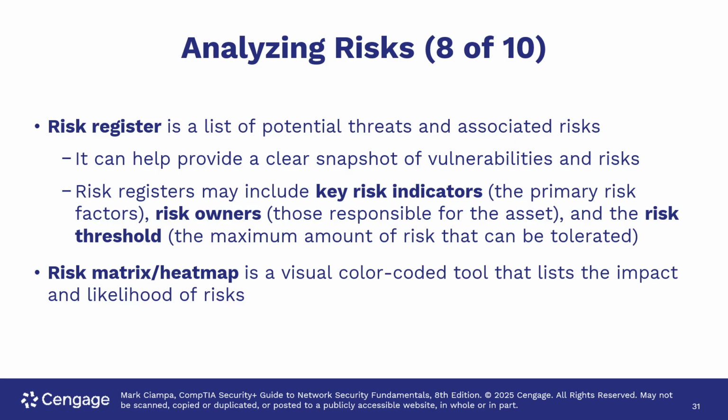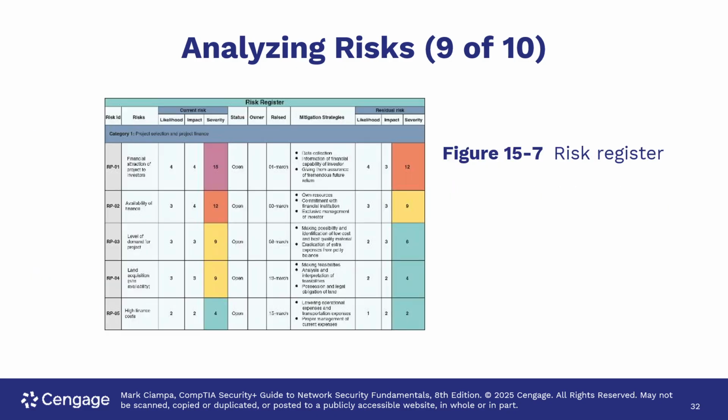So your risk register is a list of potential threats and associated risks. It can help provide a clear snapshot of vulnerabilities and risks. Risk registers may include key risk indicators, the primary risk factors, the risk owners, those responsible for the asset, and the risk threshold, the maximum amount of risk that can be tolerated. Then you have what's called a risk matrix or heat map. It's a visual color-coded tool that lists the impact and likelihood of risks.